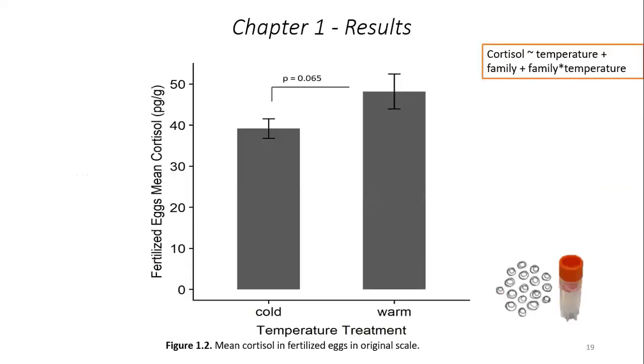Then looking at cortisol levels in the fertilized eggs, this is the full model, and it's also the AIC selected model. So you can see that the eggs from the warm temperature treatment had higher cortisol, so the embryos are already producing cortisol before hatch. But the difference between the 2 temperatures is not significant.